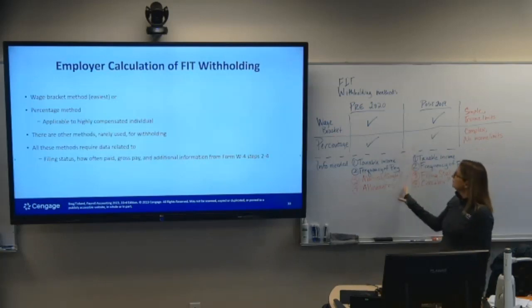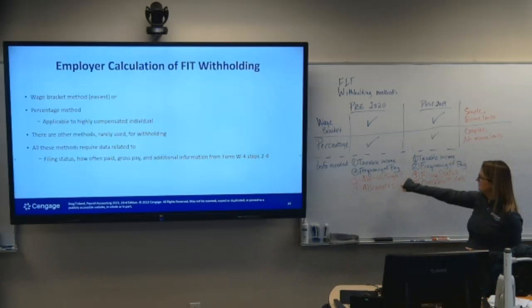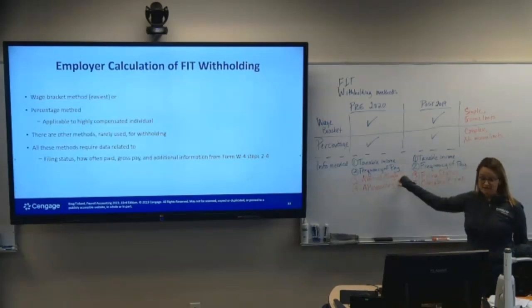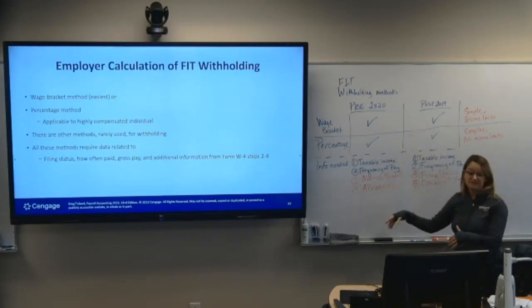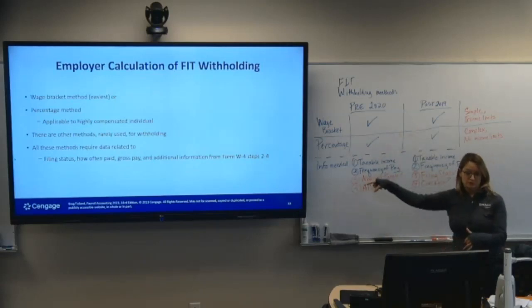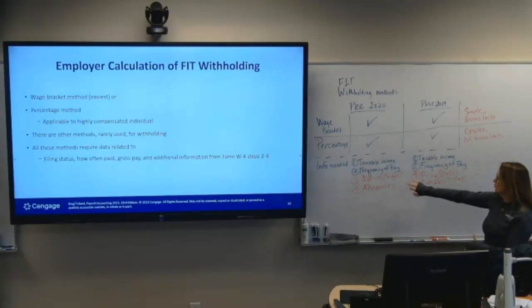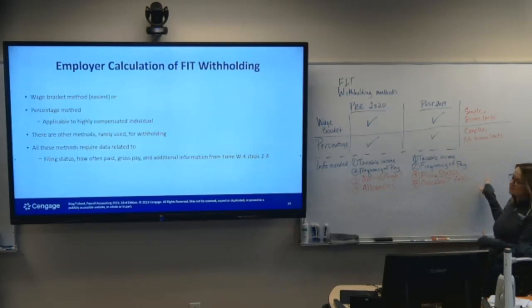So you'll see here for the old method, the pre-2020 method, we're not asking about filing status. We're just asking, are they married or single? And again, that's something that's going to show up on the W-4 form. And I'll show you that the W-4 form was different before 2020 as well. One of the questions it asks is, are you married or are you single? It doesn't ask about filing status.